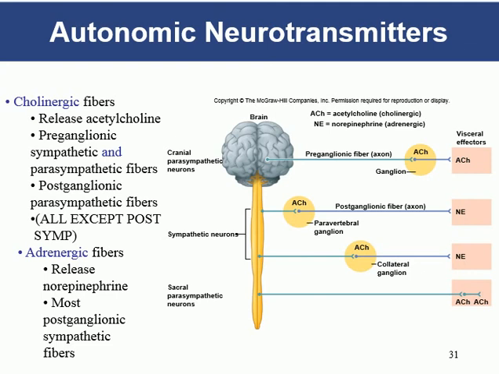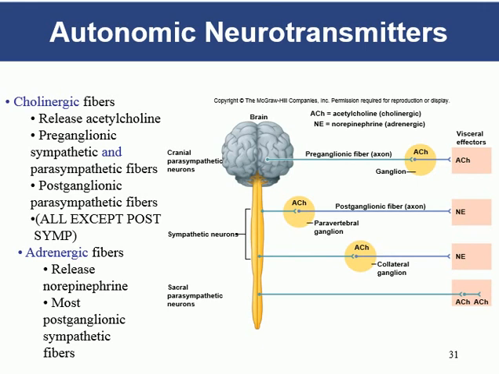Can you remember this? We have preganglionic fibers, we have postganglionic fibers, right? We have sympathetic and we have parasympathetic. All of them use acetylcholine. The only one that uses adrenaline, and you call it adrenergic, is the postganglionic sympathetic. Okay? Can we remember that? This is sympathetic, this is parasympathetic, and this is sympathetic.